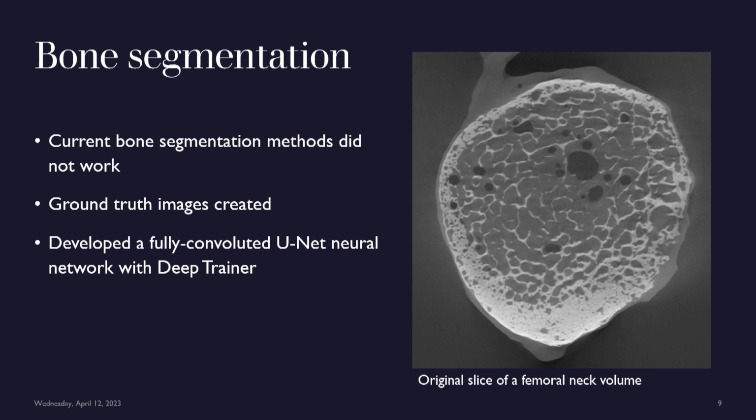So the first issue we ran into was bone segmentation. We have scans that have air, soft tissue, and bone. We tried over 20 different segmentation methods, Otsu among them, and they didn't work well. So we decided to create a neural network and created some ground truth images. The way we did it was we had 3 different bone researchers each individually look at slices. If 2 out of those 3 individuals agreed that it was bone, it was bone in the ground truth image.